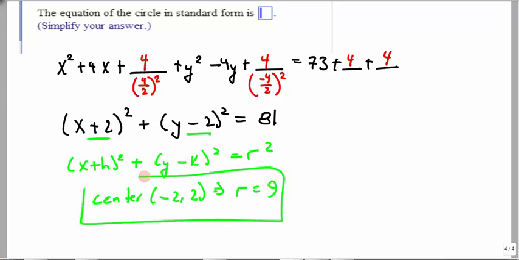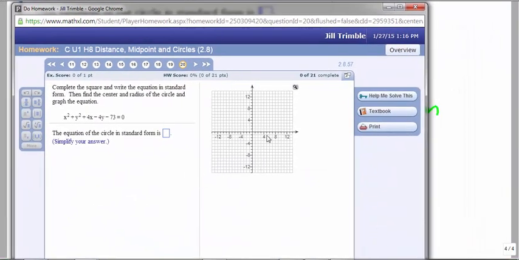So this is the information that I'll use to go ahead and graph this. This is my equation in standard form. So in my math lab, when they ask for standard form, this is what they're looking for. So (-2, 2) with a radius of 9. Let's go ahead and have a look.